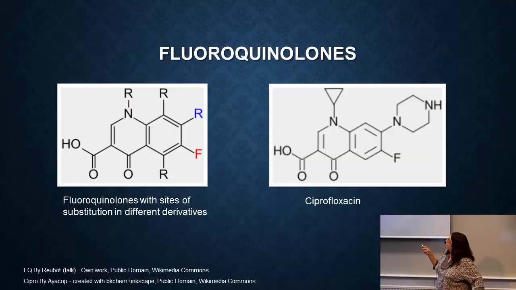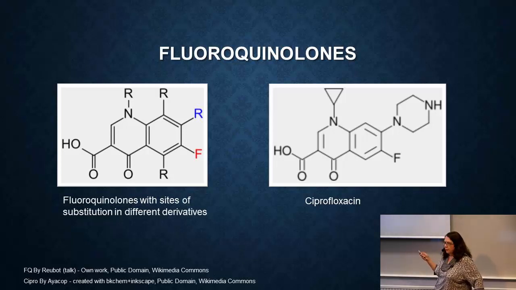So fluoroquinolones, as I said, is a class. There are a number of different fluoroquinolones. And this shows the basic structure on the left here. What you see is this basic structure with an F, which is a fluoride group, where it gets its name. And this center part is the quinolone part of the molecule.